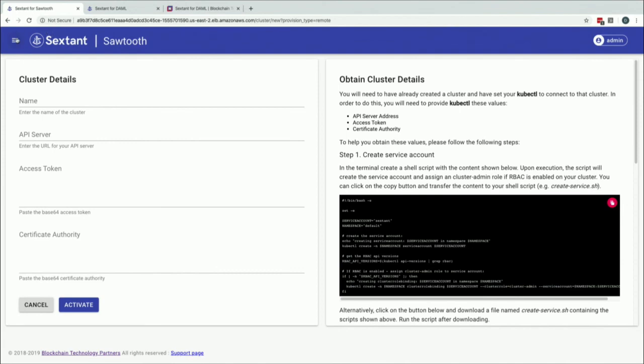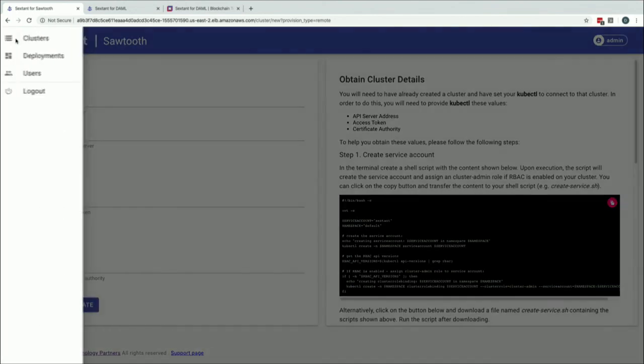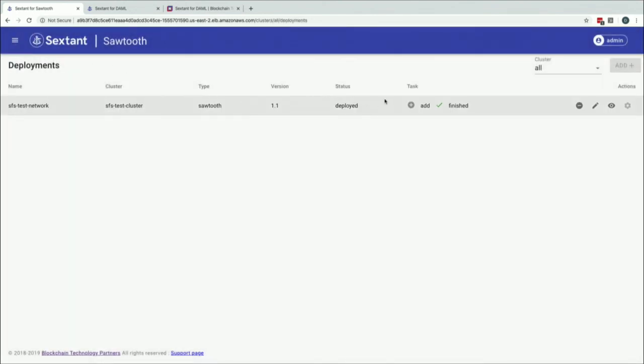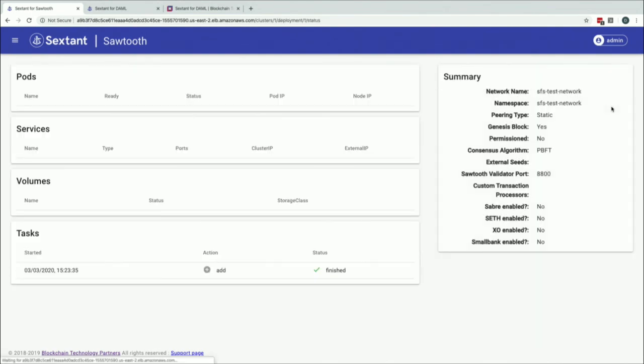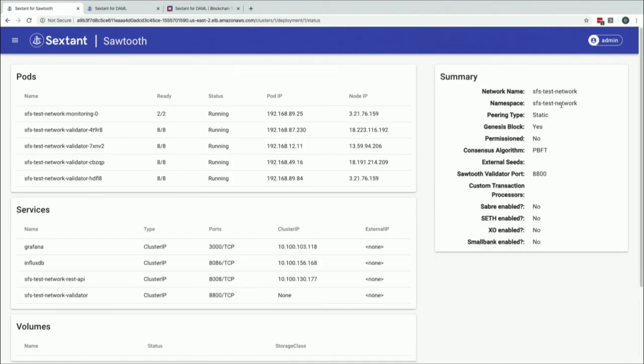But as I said to you before, I think deployments are more interesting, so let's look at deployments. So we have one deployment, and again, I'll just let it catch up. So what are we doing here? We're running an instance of the Sawtooth network. Now, if I want to change that, and by the way, we only allow one deployment per cluster for obvious reasons, because the idea is that you're rolling out your network on dedicated resources, in this case Kubernetes clusters.